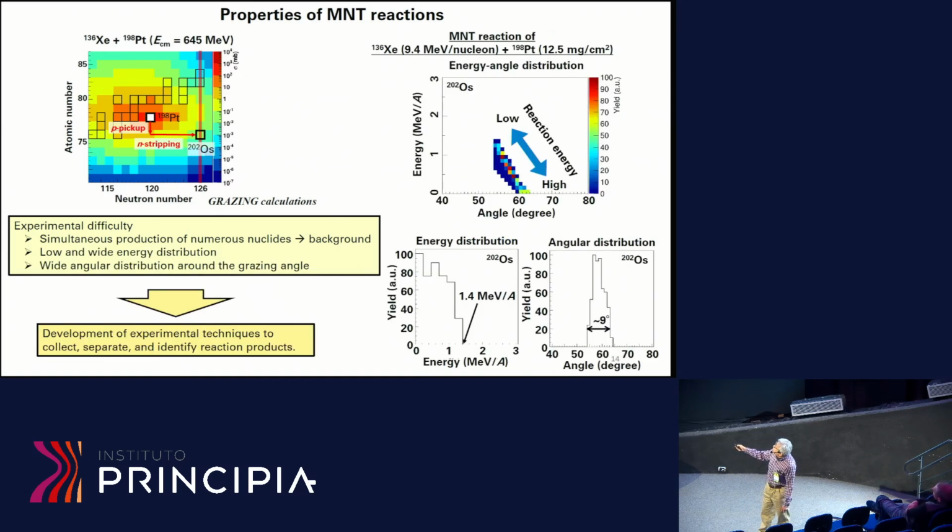And if we'd like to perform the spectroscopy of osmium-202 produced from platinum-198, this figure shows the correlation of the energies and the angles of the produced osmium-202. It has a large low-energy distribution and also a wide angular distribution around the grazing angles. So we need the development of experimental techniques to effectively collect, separate, and identify reaction products for the nuclear spectroscopy.